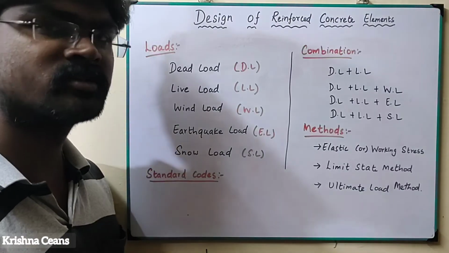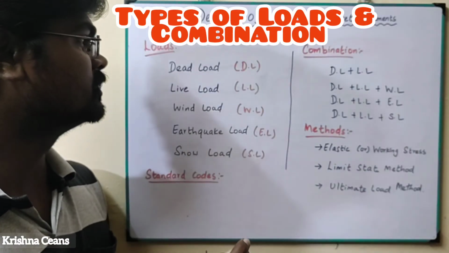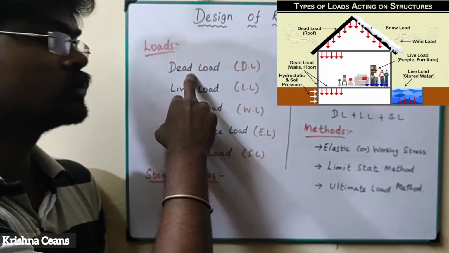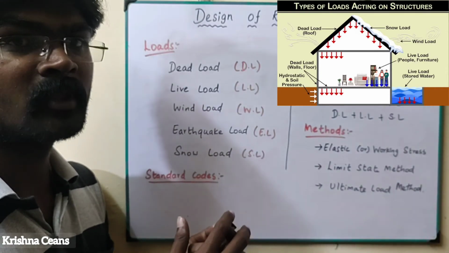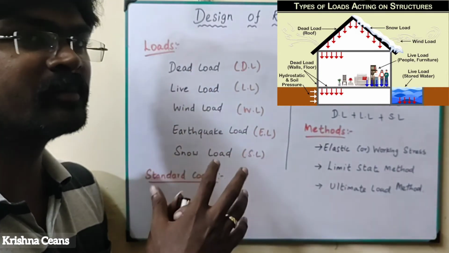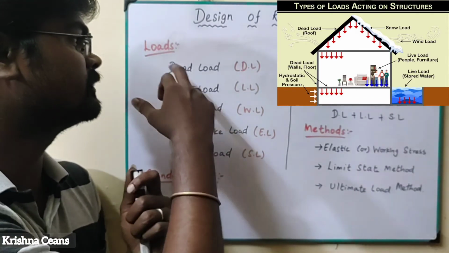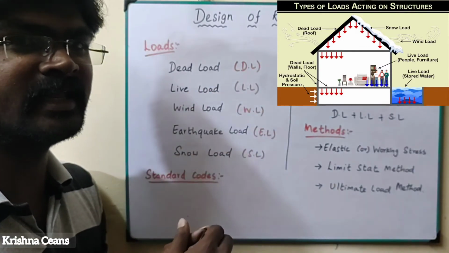What are the loads we will consider while designing the elements of a building? There are different types of loads. Dead load: the self weight of the elements, that is beam, slab, column, footing. These elements have some self weight, and that weight we call the dead load, simply mentioned as DL.